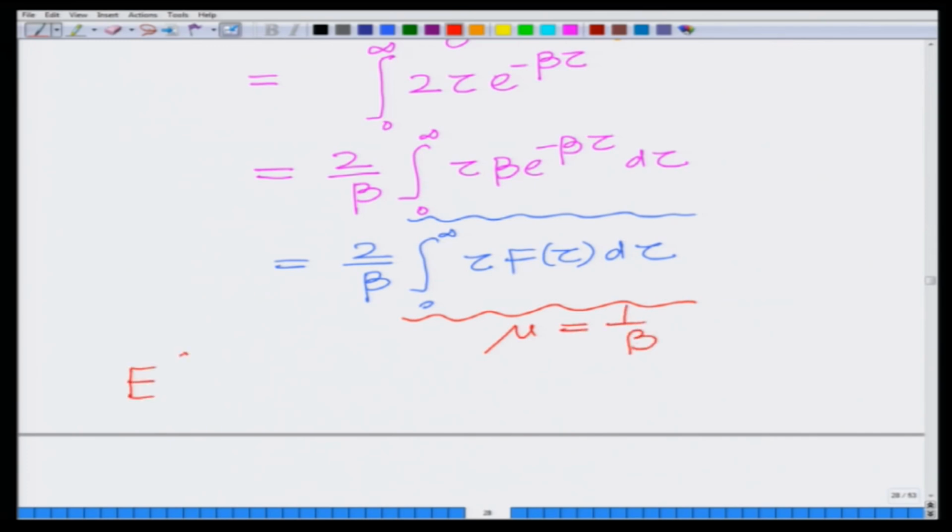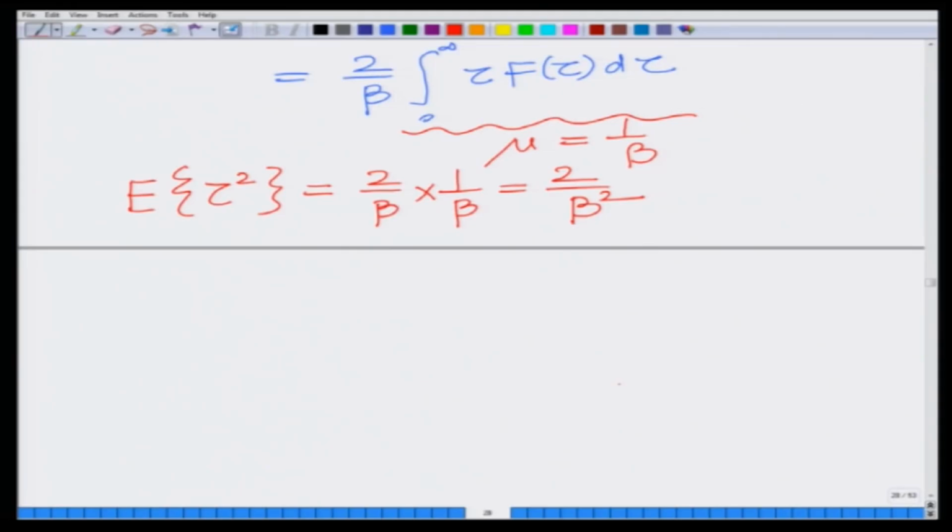Therefore, I have the expected value of tau square equals 2 over beta times 1 over beta, which equals 2 over beta square. So, the expected value of tau square is basically 2 over beta square. Okay, so that is what we have derived. Now, one can derive the variance as follows.